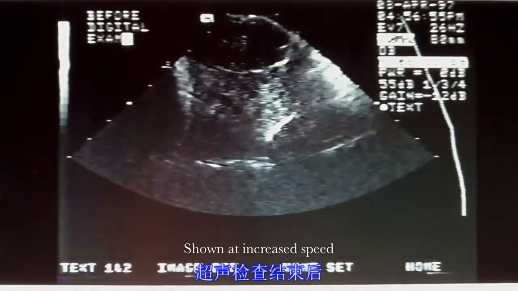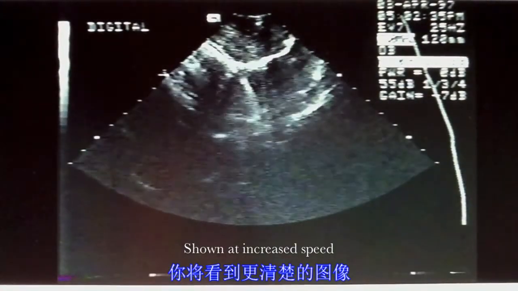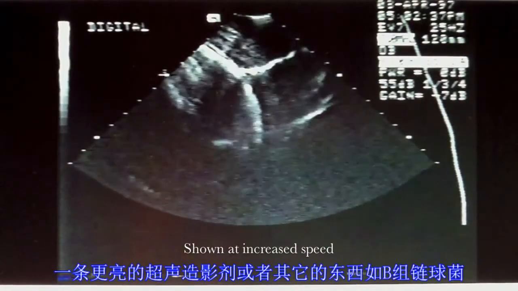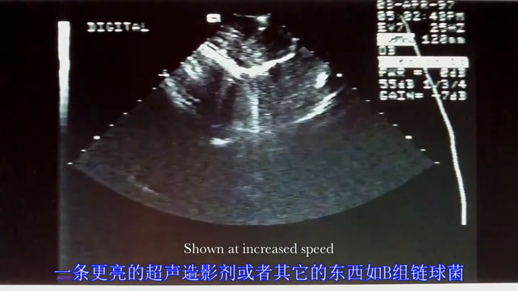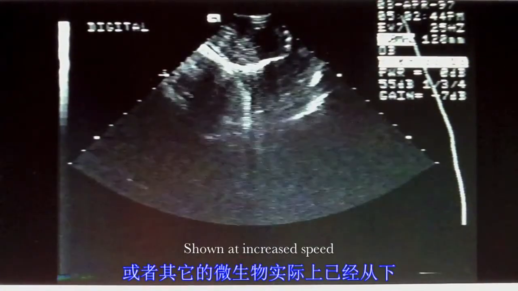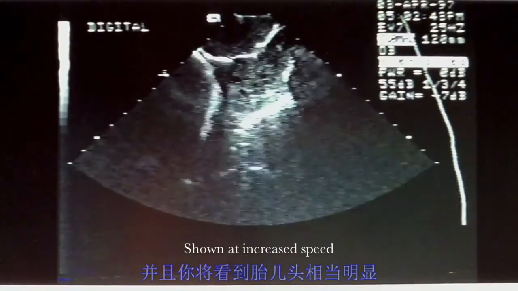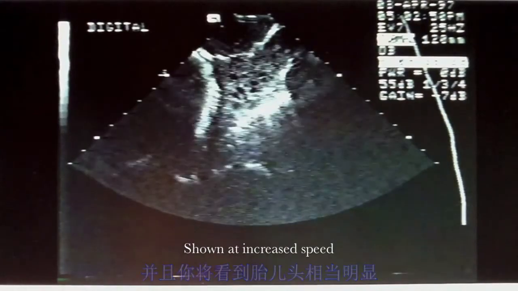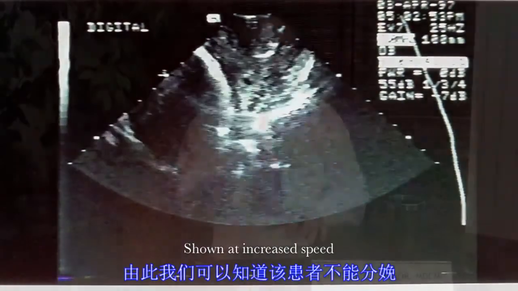Then an examination was done with the ultrasound turned off, and you'll see a much thicker, much brighter stripe of ultrasound contrast media after the examination. The contrast media, or things that could have been in the vagina like group B strep or other microorganisms, is readily transported up into the lower uterine segment and even onto the bag of waters, and you'll see that quite dramatically with the baby's head and then the bright cap of the ultrasound contrast media within the uterus. After this, the subject did not go into labor or suffer any complications.